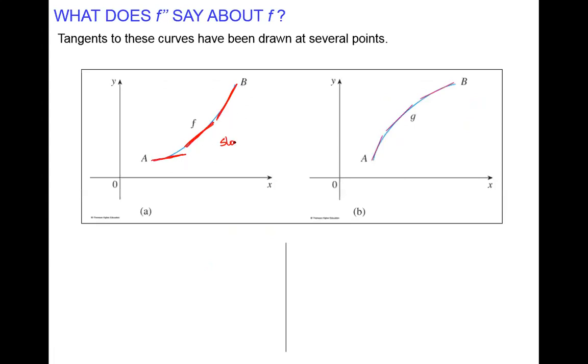We can see slope is increasing. Okay, and what about the second one? Slope is quite steep, a little bit less, and almost horizontal. That means slope of the tangent is decreasing.